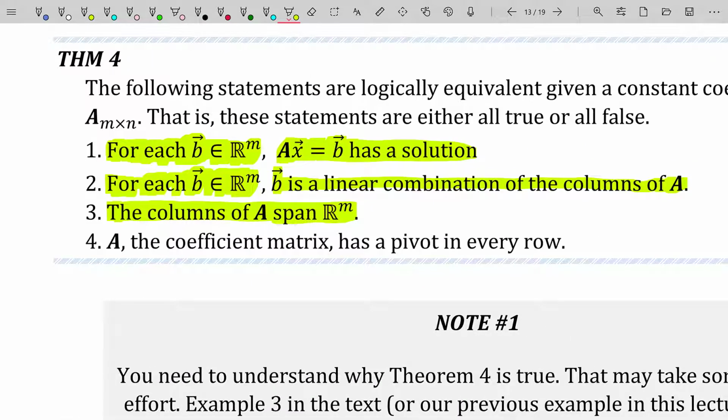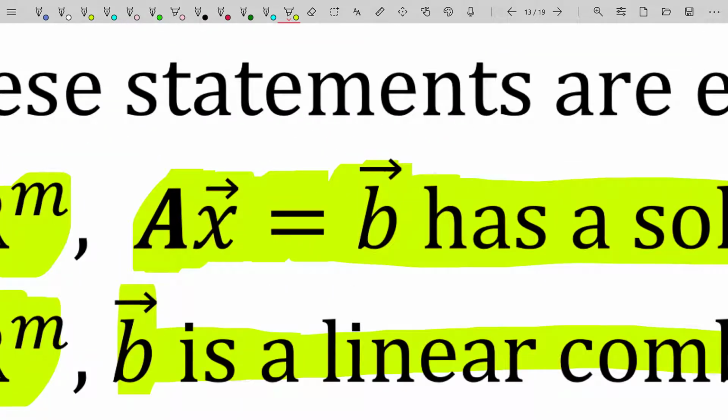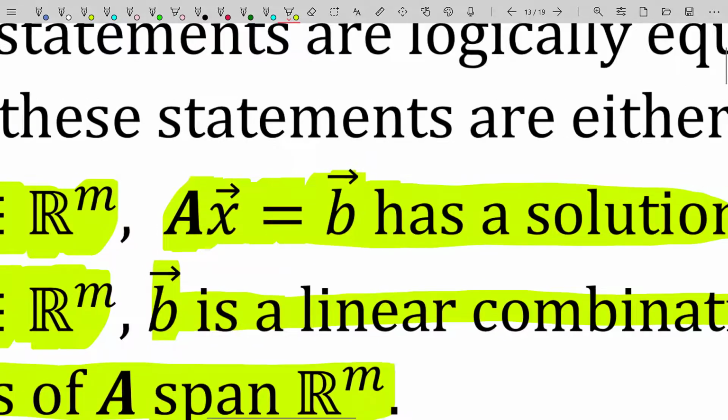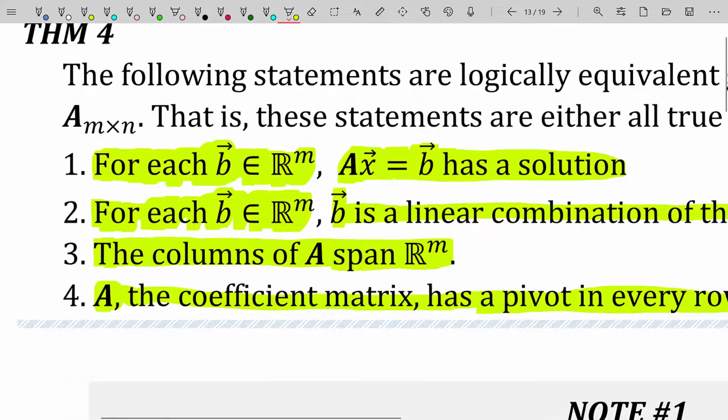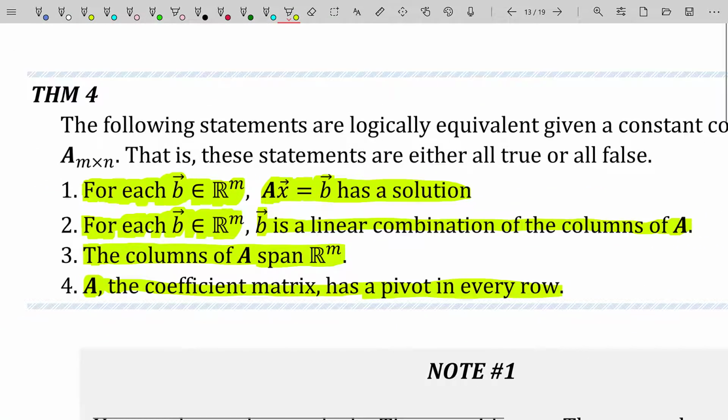And finally, the last one, which is going to be incredibly important in this course: A, which is the coefficient matrix, has a pivot in every row. So if I told you that I had a coefficient matrix A, and it had a pivot in every row, that's equivalent to saying, hey, I'm going to multiply that matrix A by x to become some vector b, and no matter what that vector b is, I'm going to guarantee it has a solution. Oh, and by the way, b is a linear combination of the columns of A. Oh, by the way, the columns of A span Rm. All of those are the same exact statement.